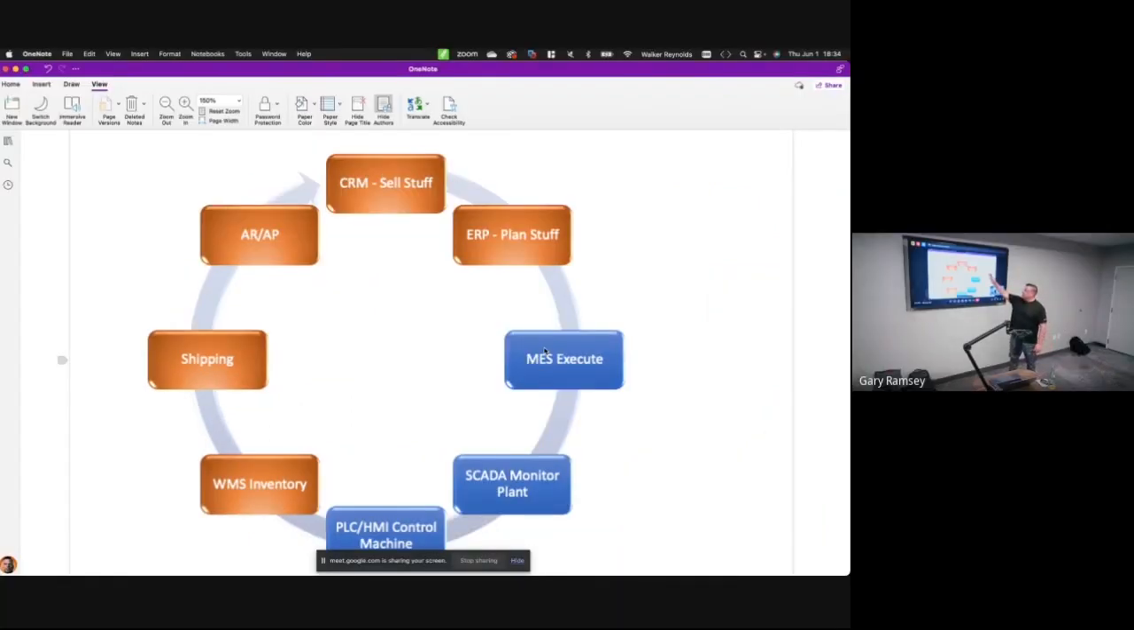They sell stuff, they plan to manufacture it, they execute the manufacturing, they monitor and control their plants, they monitor and control their machines, they have inventory for things they consume and things they produce, they ship stuff in and out, they get paid and they pay their bills, and they do it all over again. Those are the nodes of manufacturing and industry. Doesn't matter what industry you talk about, power generation, oil and gas, they're all the same. Except they all do things differently if they're a legacy company.